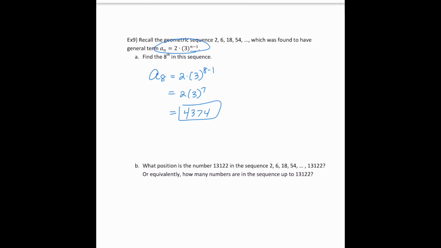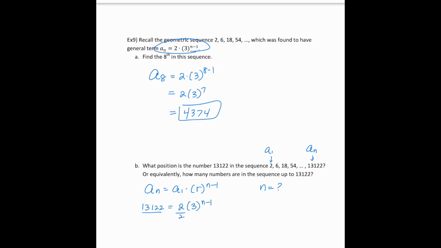Part b: what position is the number 13,122 in the sequence 2, 6, 18, 54? So a sub n is a sub 1 times r to the n minus 1. So a sub n, we're looking for what n is, okay? So this is a sub 1 and this is a sub n, but we're looking for what n is. So as a sub n, I have 13,122. A sub 1 is 2 times r, which is 3, to the n minus 1.